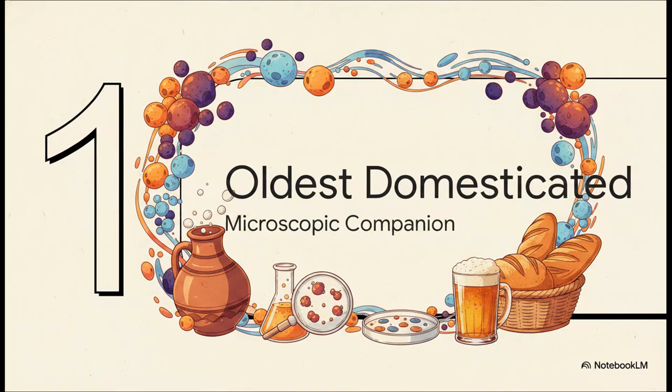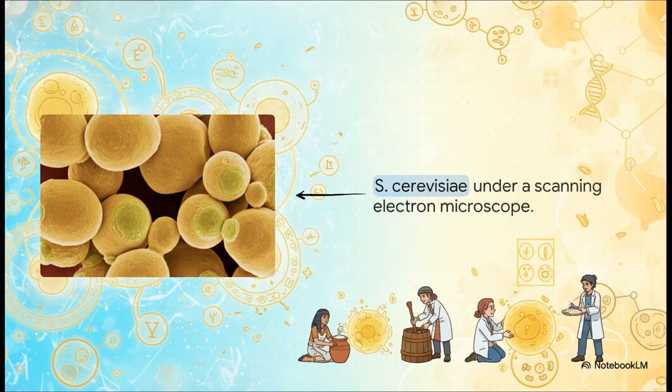Part 1. Humanity's oldest domesticated organism. So take a look at this. It might just look like a bunch of dormant little spheres, right? But this is Saccharomyces cerevisiae, up close under a scanning electron microscope. This microscopic fungus is, no joke, humanity's oldest domesticated companion. We've been working with these guys for millennia, way before we even had the tools to know they existed.